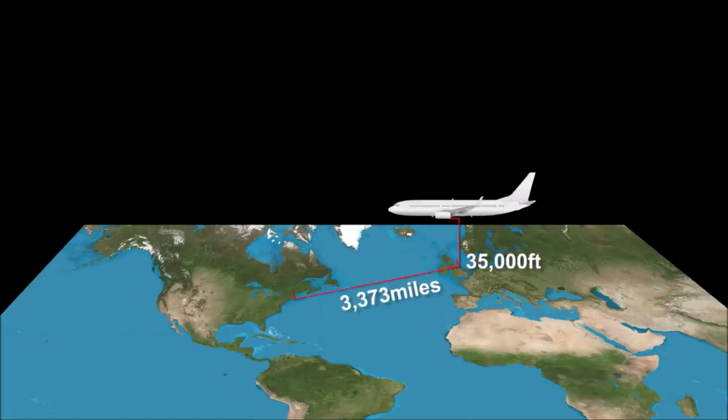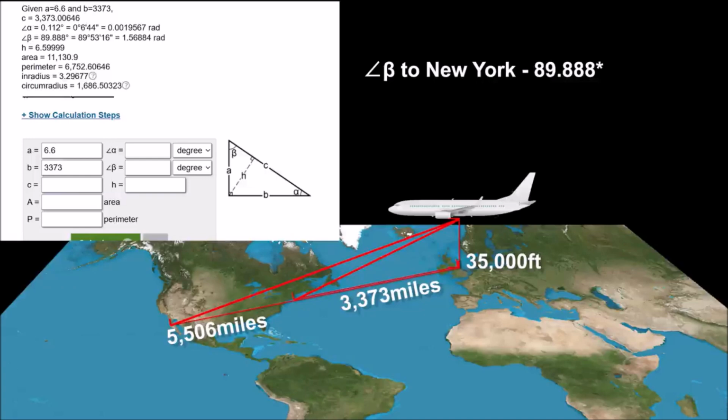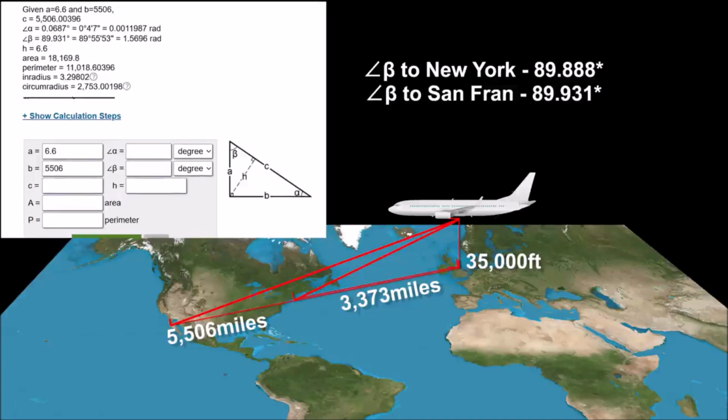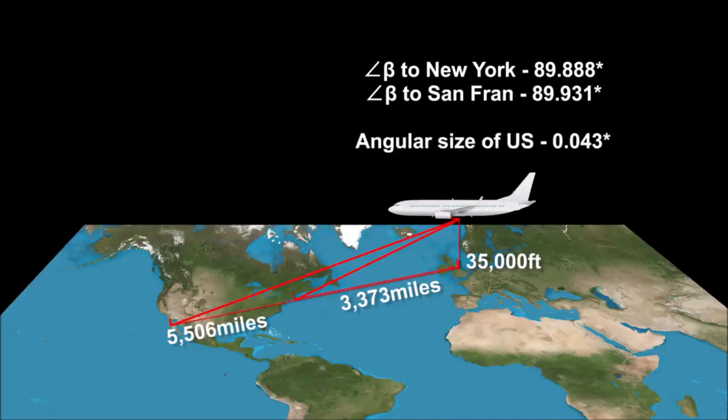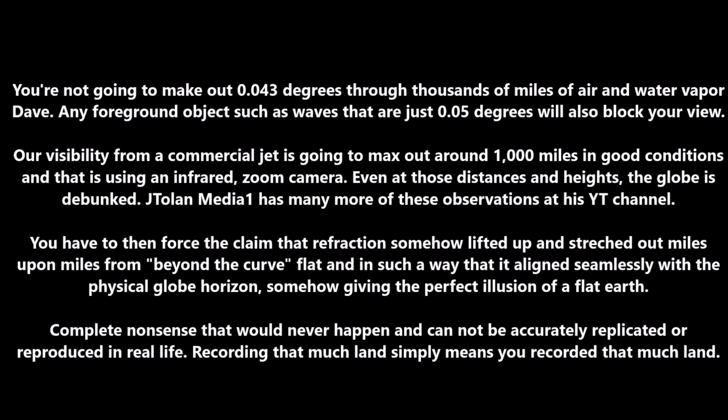So, or from a plane above the UK, it's about 3,500 miles across the Atlantic to reach New York, and a further 2,000 miles or so to reach San Francisco. That means from a plane above the UK at 35,000 feet, there is enough vertical angular resolution for the whole of America to be visible to the naked eye. You're not going to make out 0.043 degrees through thousands of miles of air and water vapor, Dave. Any foreground objects such as waves that are just 0.05 degrees will also block your view.